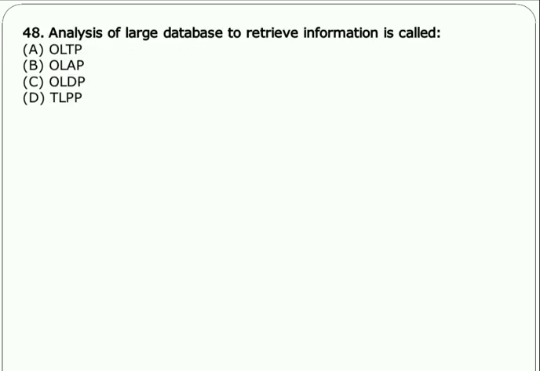Next one. Analysis of a large database to retrieve information is called. So this is called OLAP, that is online analytical processing. OLAP is an approach to answering multi-dimensional analytical queries swiftly. The term OLAP was created as a slight modification of the traditional database term online transaction processing, OLTP. So the answer is B.